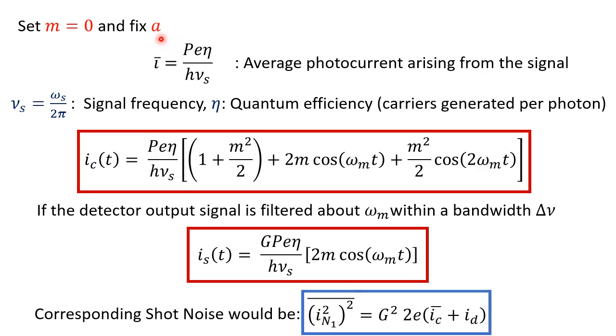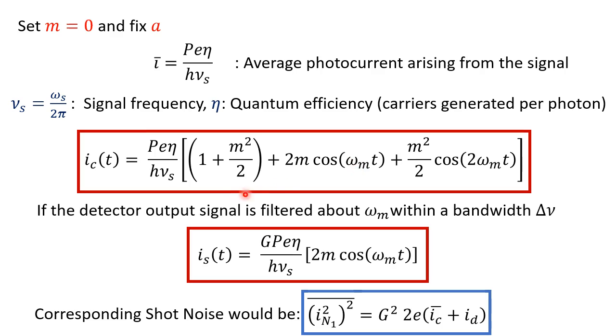That would mean that if I want to fix A, I just put my M to 0, right? And if I put my M to 0, I would get I_C of t, and that prefactor A I can clearly identify. You will see that it is essentially just e eta by h nu s. So that one can put in here, and hence I have got rid of my A, in a manner similar to what we have discussed earlier. So this is what you get. Now what you do is you basically filter out the signal at omega m.